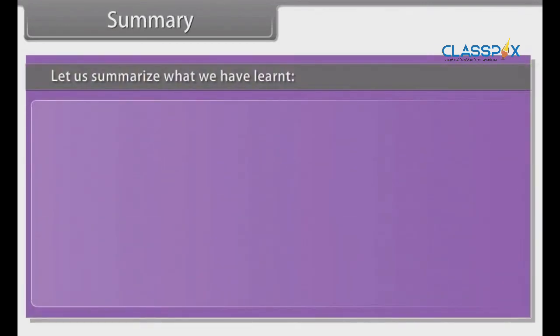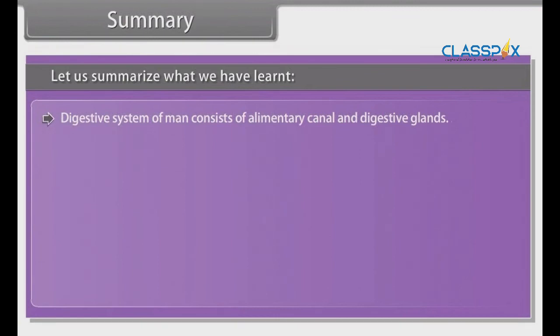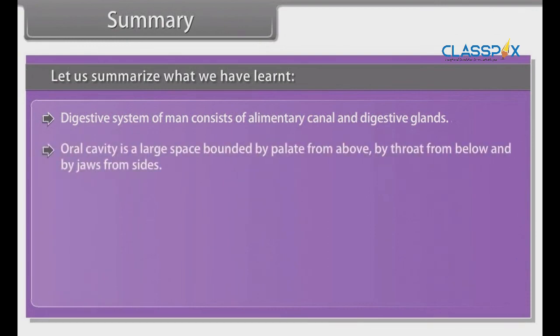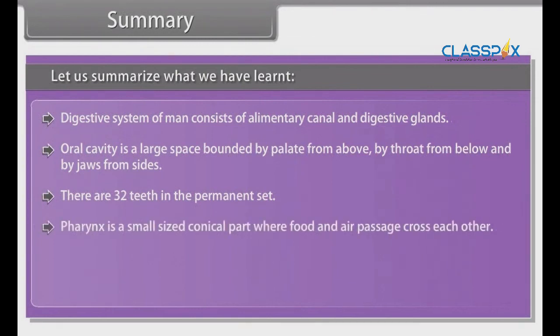Summary. Let us summarize what we have learned. The digestive system of man consists of the alimentary canal and digestive glands. The oral cavity is the large space bounded by the palate from above, by the throat from below, and by the jaws from the sides. There are 32 teeth in the permanent set. The pharynx is a small-sized conical part where the food and air passages cross each other.